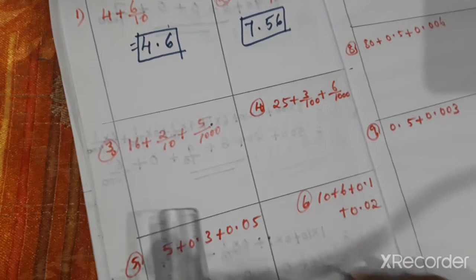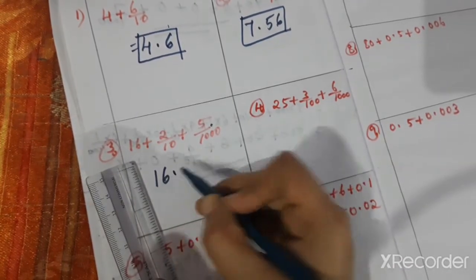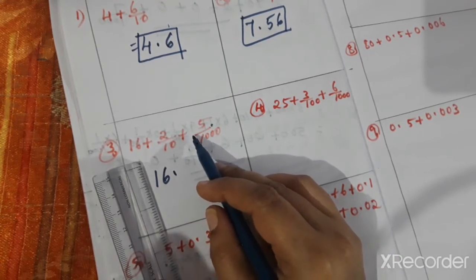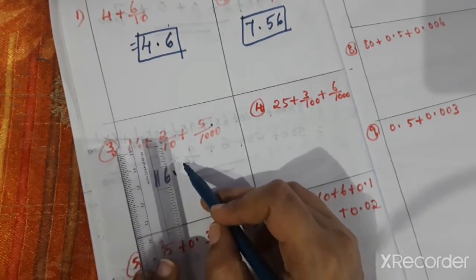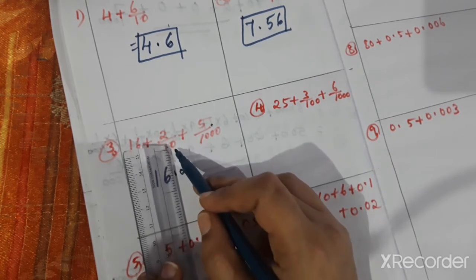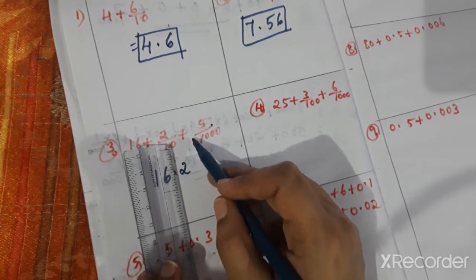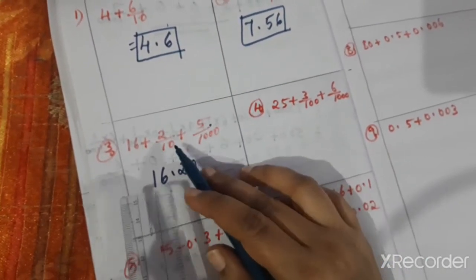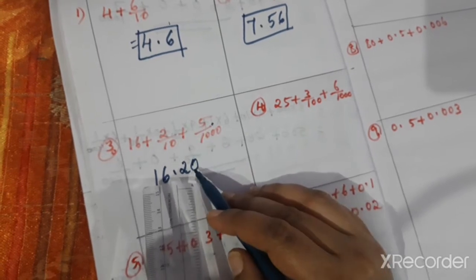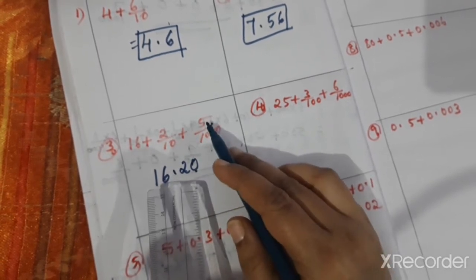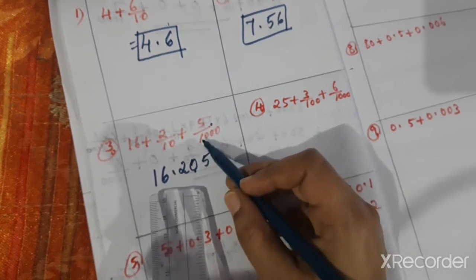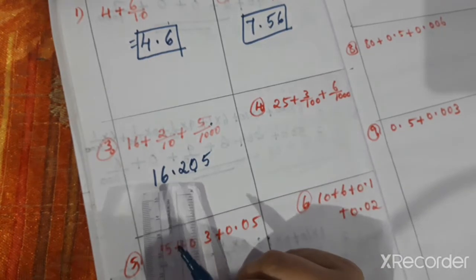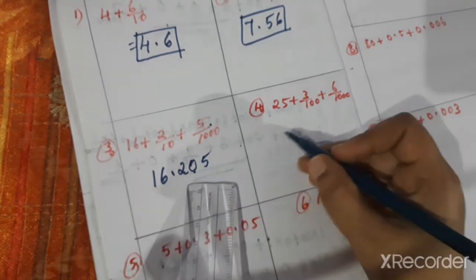Now next, 16 is a whole number, meaning before the decimal point, and the place value tens is here, 100 is missing. So in the place of 100 we have to write the missing number 0. 2 in tens place, 1 by 100 place is missing, so we have to write 0, and in the thousands place there is 5. So 1000 means the last digit; after the decimal point there should be 3 numbers. So 16.205 is the answer.